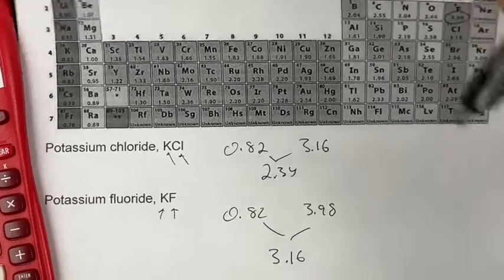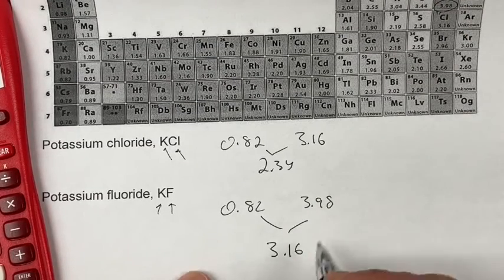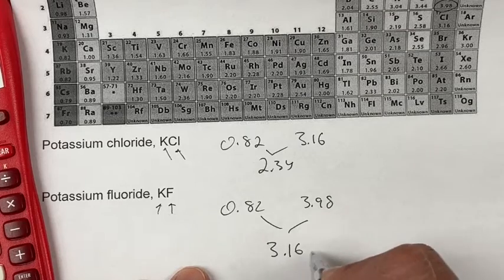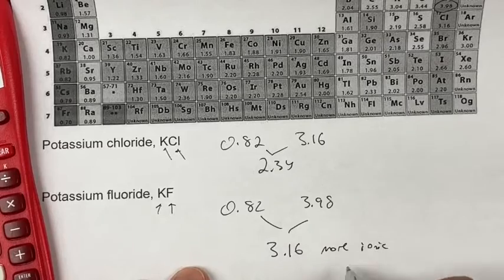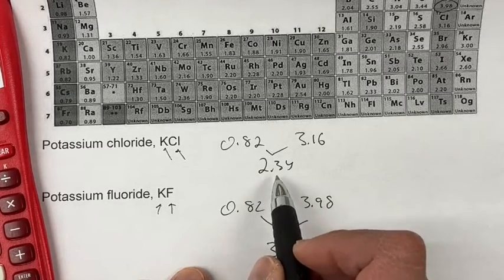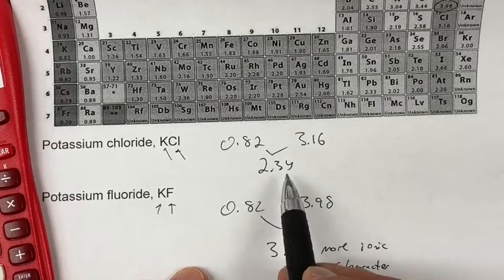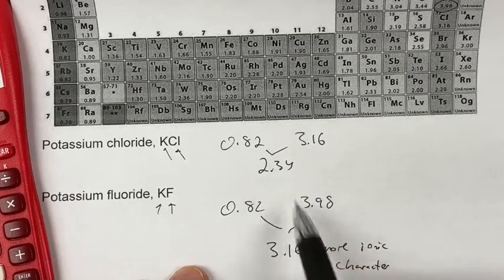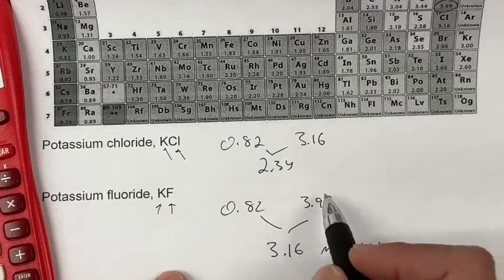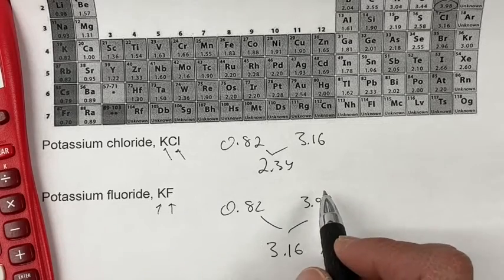So if this number is really big, it has more ionic character. This one here is still ionic, but it doesn't have as much ionic character because it's not pulling the electrons as much. So this one is really going to pull electrons a lot.